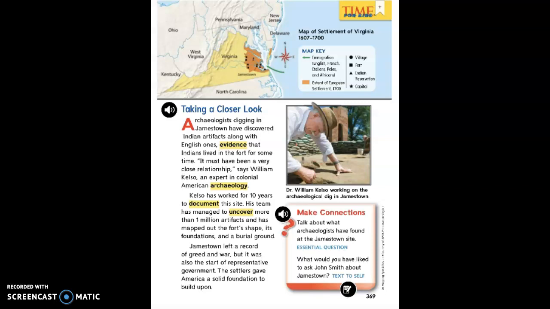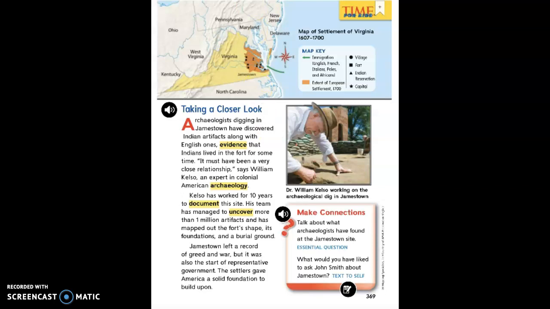Now let's take a look at the photograph along with the caption so we can see what is happening. Dr. William Caliso working on the archaeological dig in Jamestown. So you can see the actual photograph of Dr. Caliso working on a dig in Jamestown.